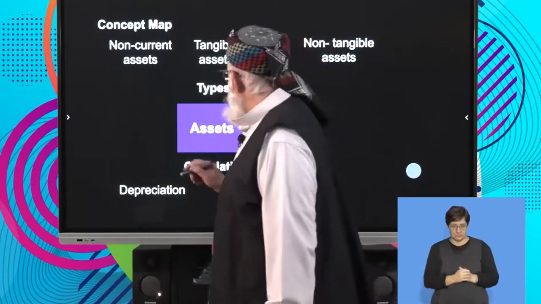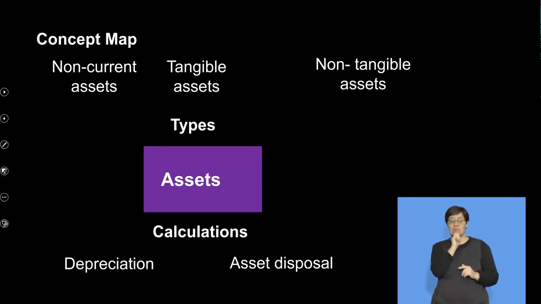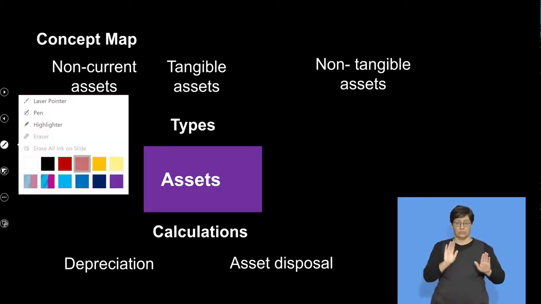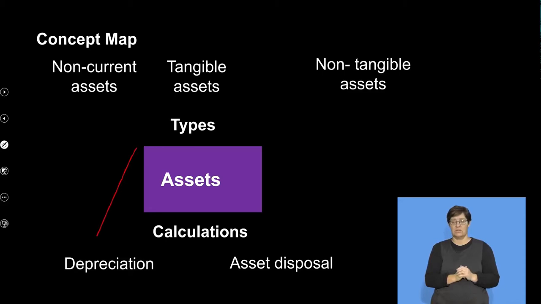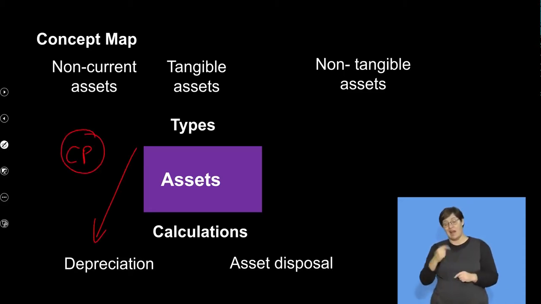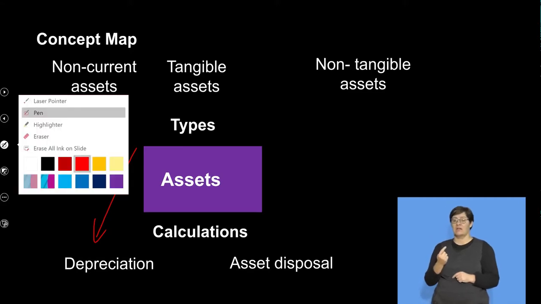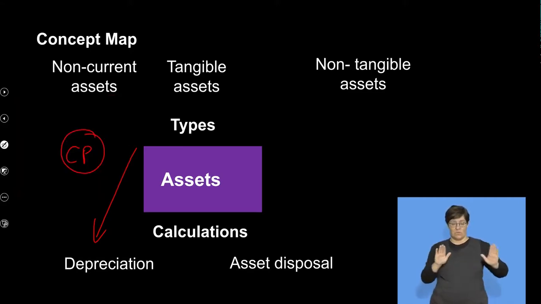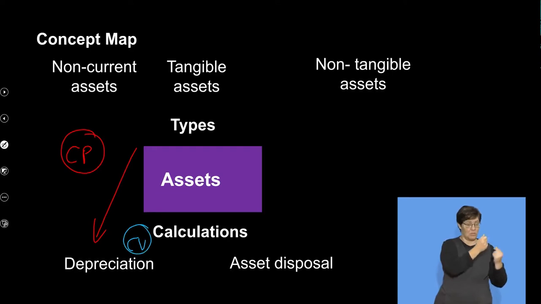Remember the methods of depreciation that we use. You have two methods of depreciation. One is where we're using the cost price, and the other one is where we're using the carrying value to record the two methods of depreciation.